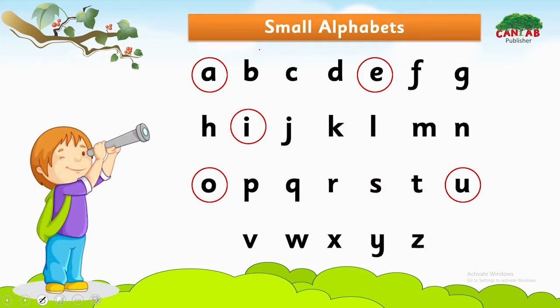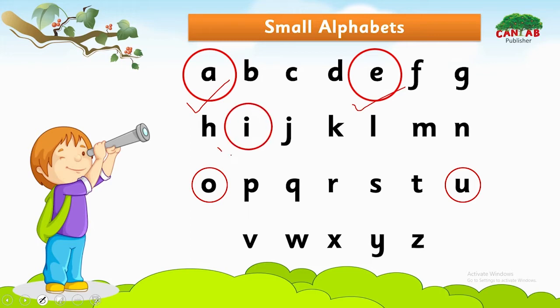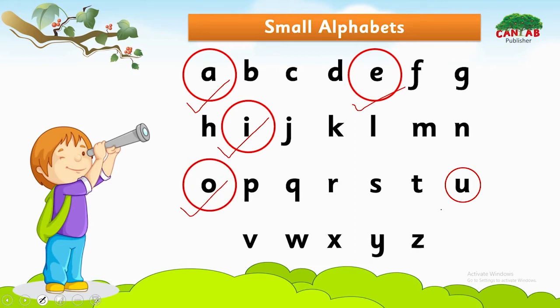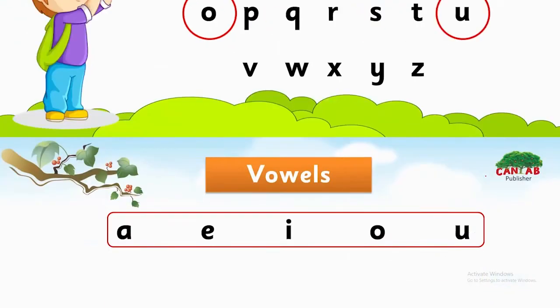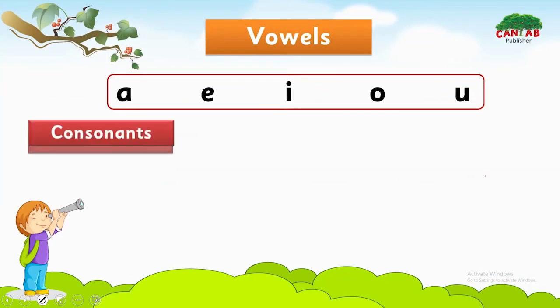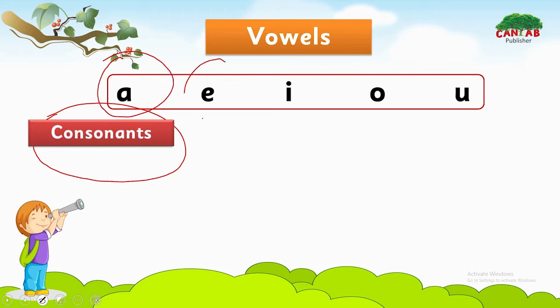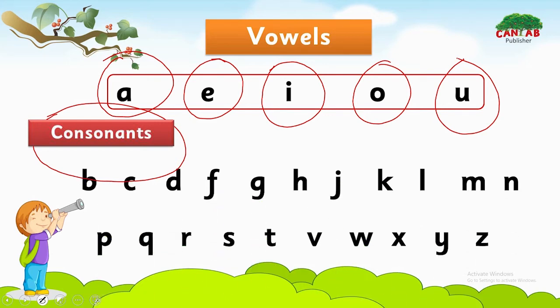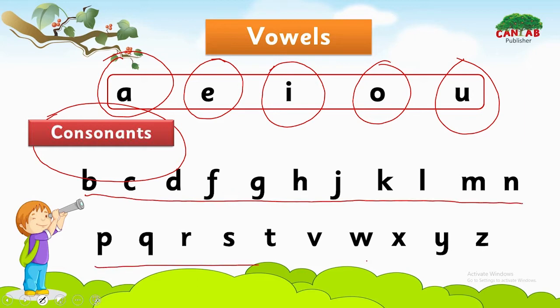This is the alphabets. Out of 26 alphabets, there are certain alphabets that are called vowels. These alphabets are A, E, I, O and U. These 5 alphabets out of 26 are known as vowels, and the rest of them are known as consonants. So I am repeating once again that these 5 alphabets, A, E, I, O and U, are called vowels, and the rest of the alphabets are known as consonants.